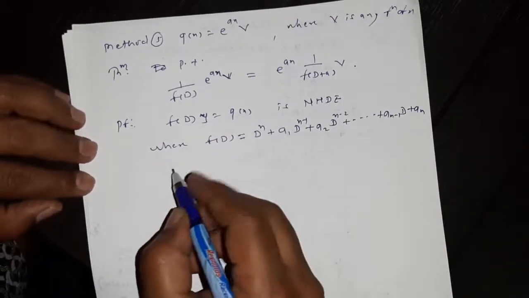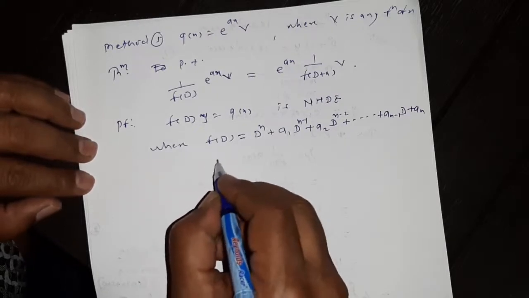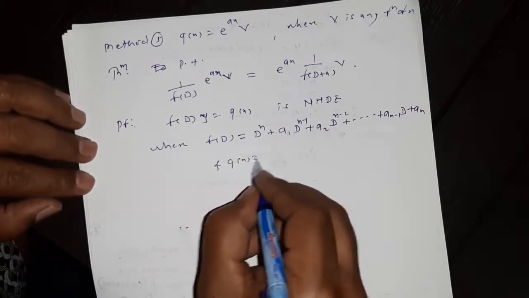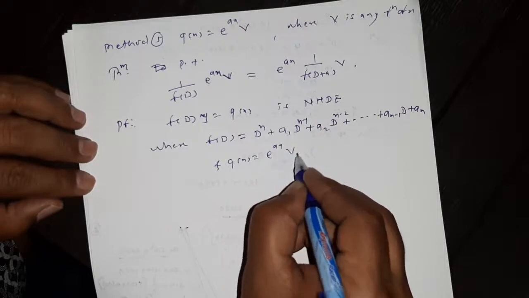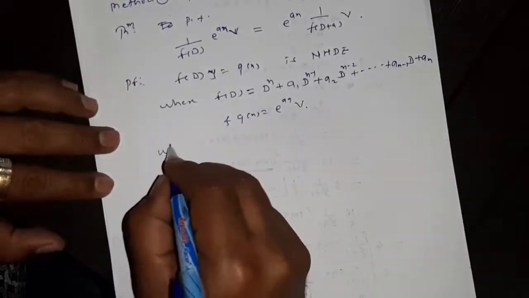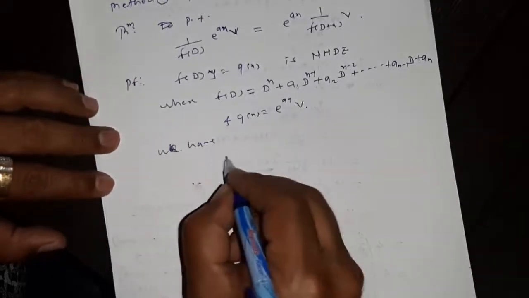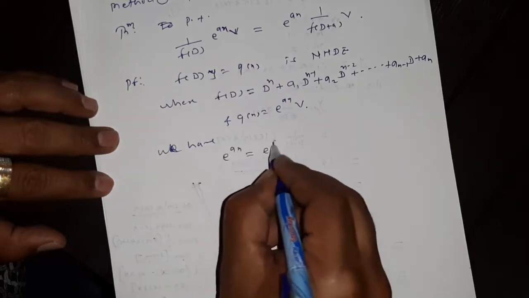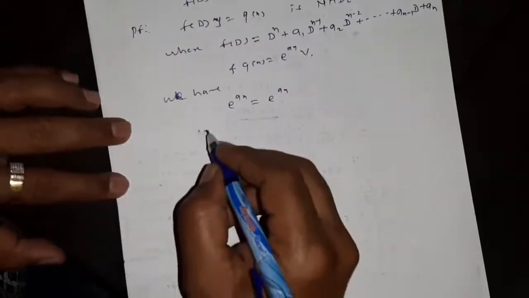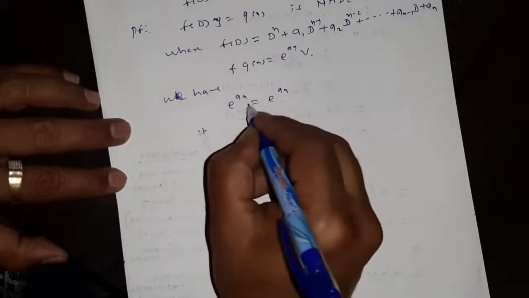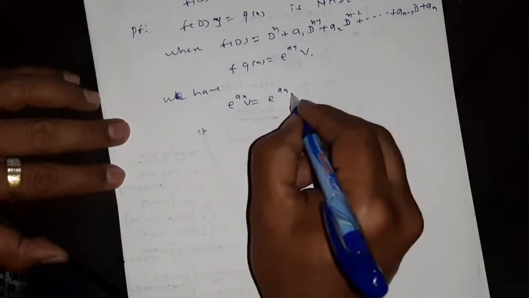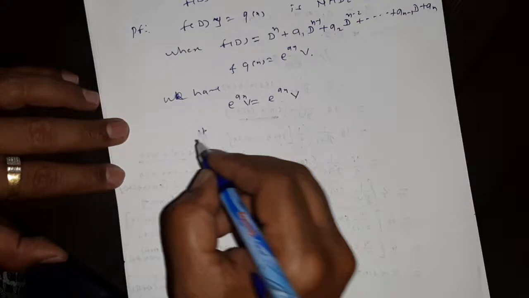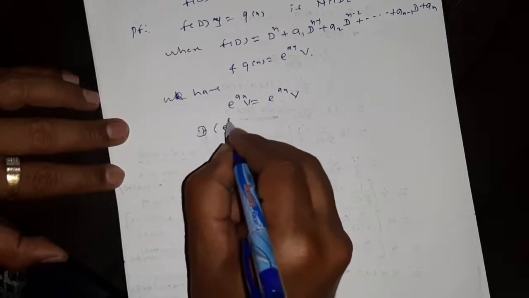This is polynomial in D. And Q x is what? e raised to ax V. So we have D of e raised to ax is equal to a e raised to ax. Derivative of e raised to ax V into V is e raised to ax into V. This is first equation. D of e raised to ax V.